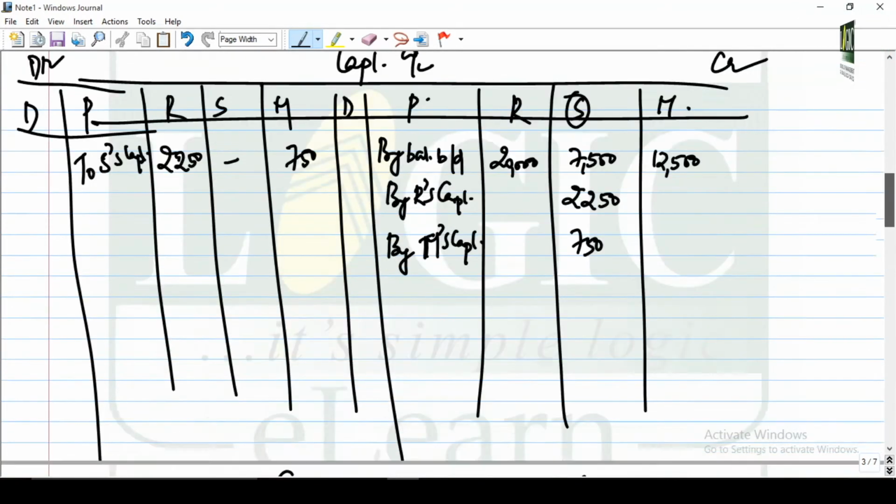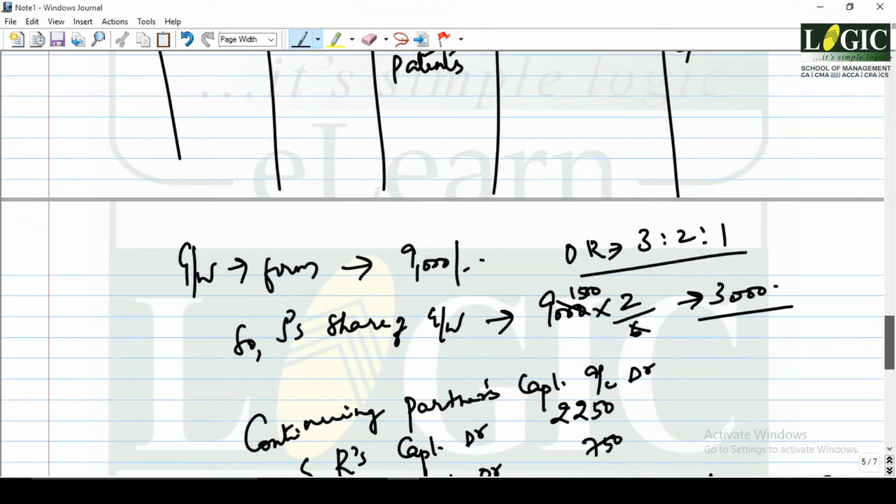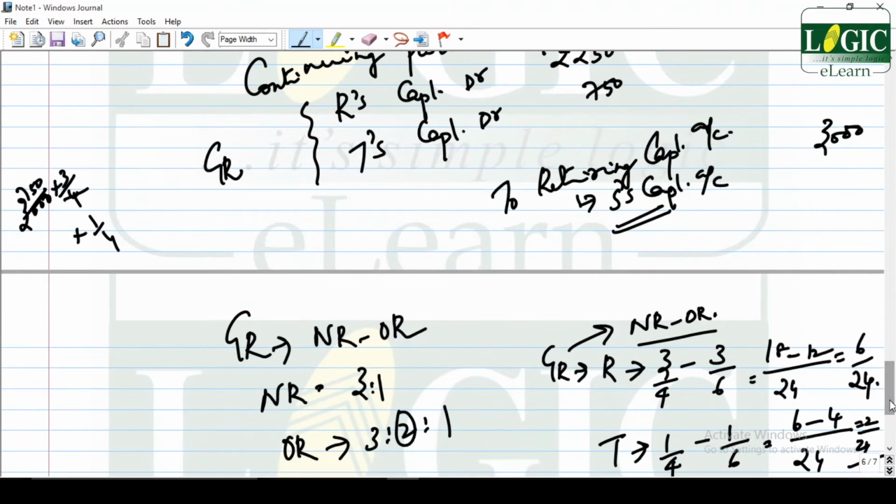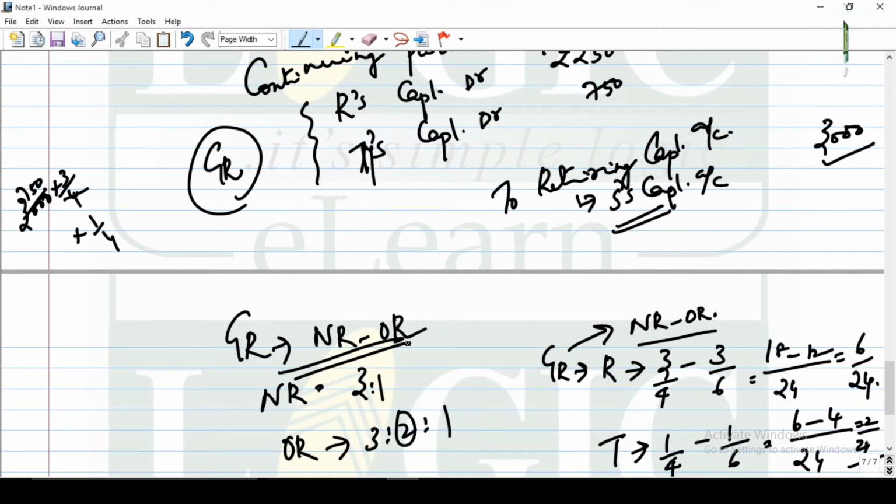I repeat once again regarding goodwill. 9000 is the goodwill of the firm. So this man's share is 9000 into 2 by 6, because this man retired. So 3000. Now 3000 is to be given to the retiring man S by R and M. R and M will have to give it in the gaining ratio. Now what is the gaining ratio? New ratio minus old ratio. What is the new ratio? 3:1. What is the old ratio? 3:2:1.